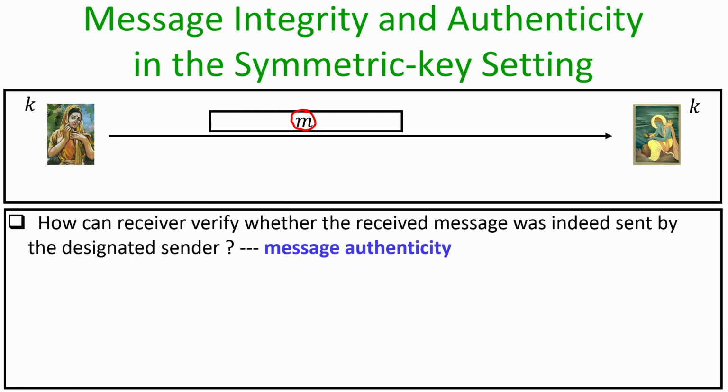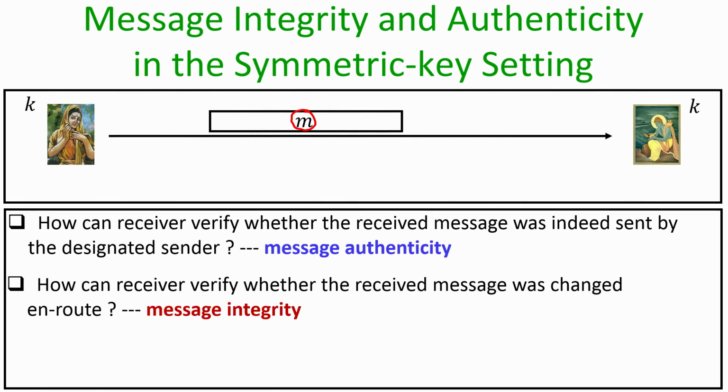So, the problem of message authenticity is as follows. When the receiver receives a bit string over this insecure channel, how can the receiver be sure that the received bit string was indeed sent by the designated sender? That is the problem of message authenticity. Namely, the goal here is for the receiver to verify whether the contents of the bit string that it has received over the channel have indeed originated from the so called sender.